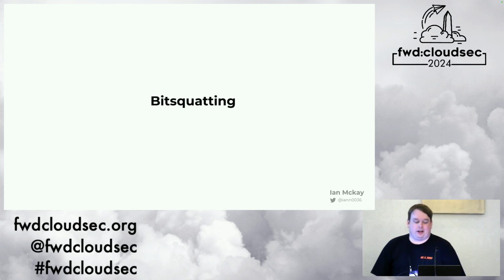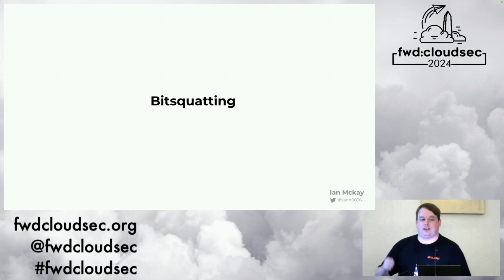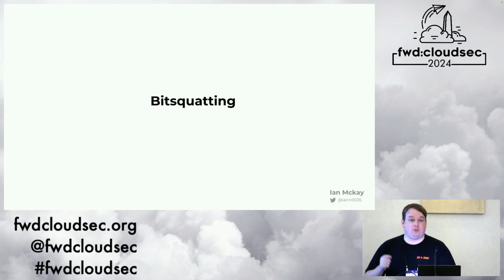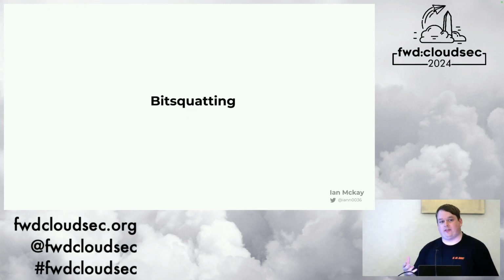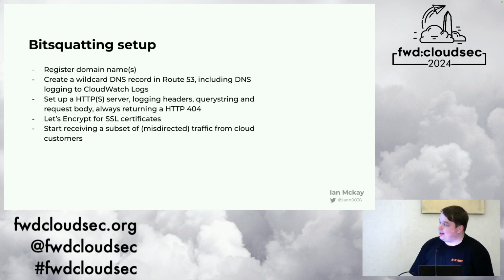So now I get to bit squatting. Bit squatting is the intentional technique of registering domains that are exactly 1 bit away from your target instance. In my case, I targeted the 3 main cloud providers, AWS, Azure, and GCP, where I registered domains that were 1 bit away. This was my setup.